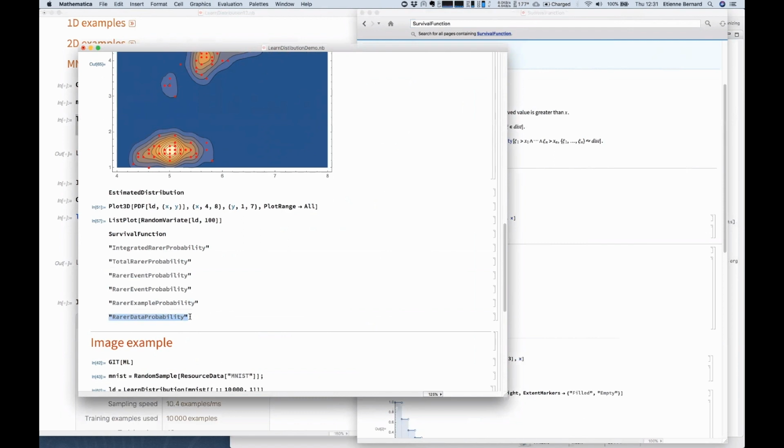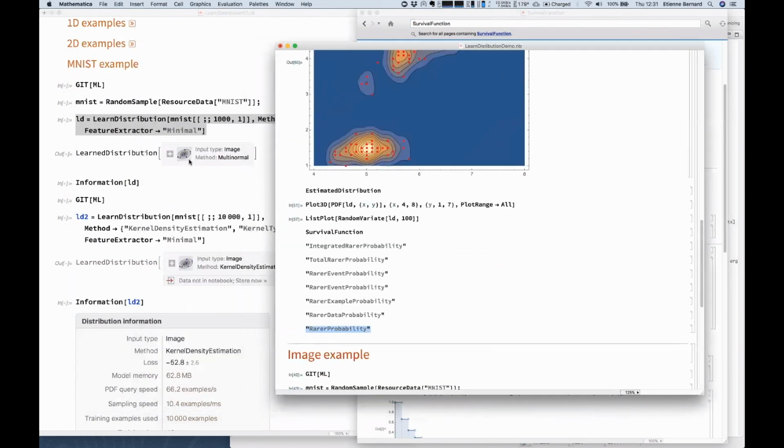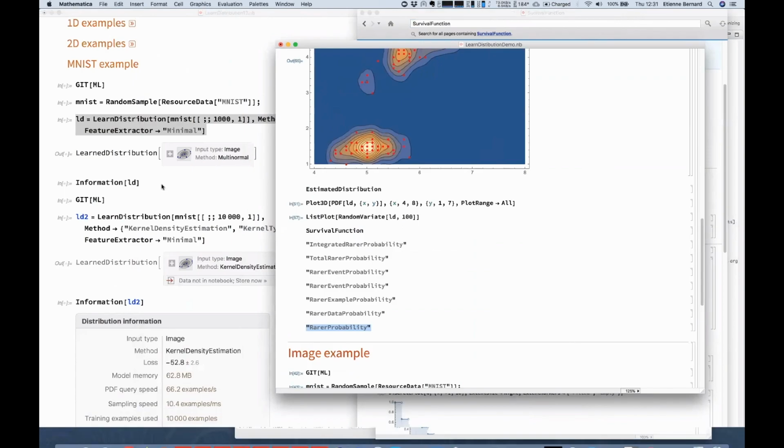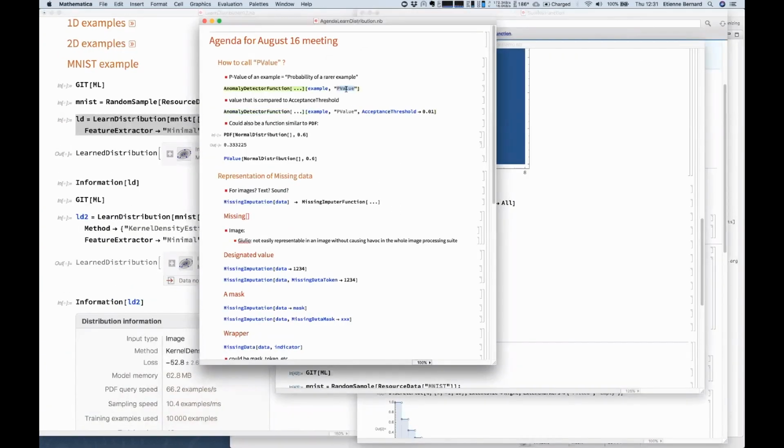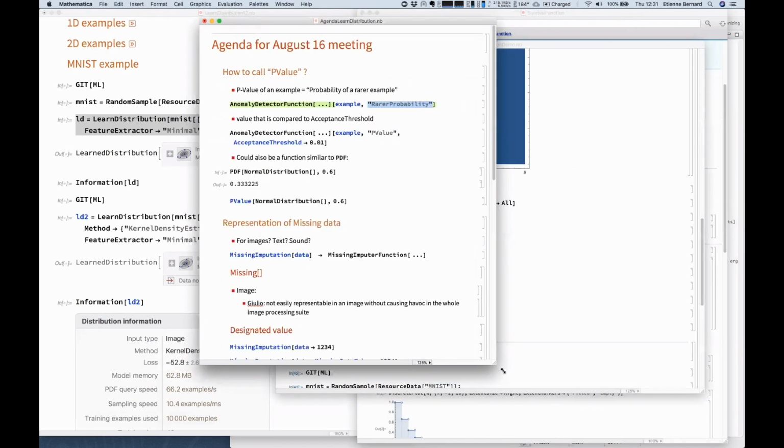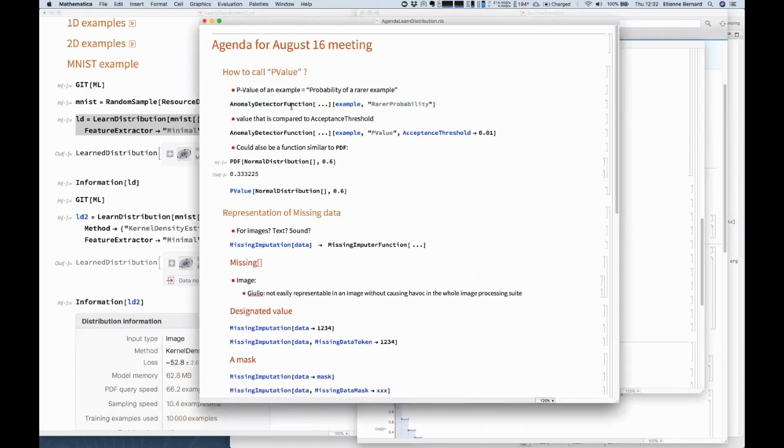What about just rarer probability, which I think is what was suggested before? Yeah. Rarer. I think that I like rarer probability. I mean, in the context, let's see. Yeah. So we're asking the question, what is the example's rarer probability? It will be used in that. We have to see how it's used as well, right? It's going to be used like this. Anomaly detector function, an example.